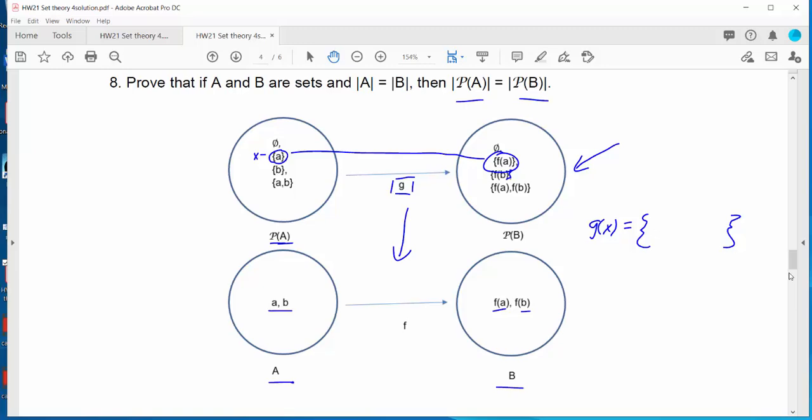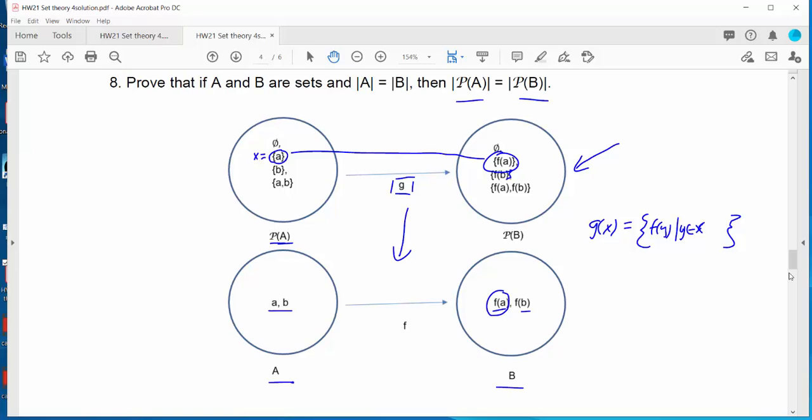So where X is identical to the set that contains A, G of X is going to be the set of all f of Y. And why do we say f of Y? Well, because f of A is the element of that set. So G of X equals the set of all f of Y, such that Y itself, which in this case is A, is an element of X. Right, so G of X equals the set of all f of Y such that Y is an element of X.